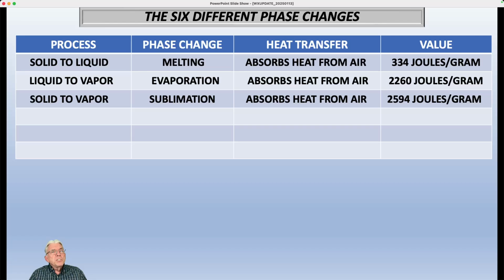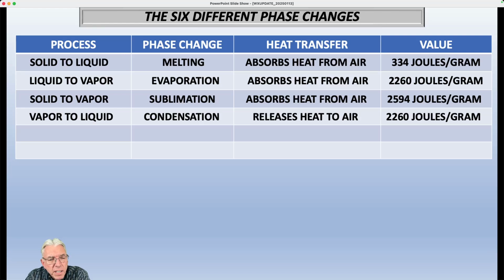And then in some cases, you can go straight from solid to vapor, which is called sublimation. So if you have snow on the ground and it actually doesn't melt, it just, in a sense, goes straight to the vapor state, then that's called sublimation, and that absorbs heat from the air, and the rate at which it does it is the sum of the total of those two other processes, melting and evaporation.